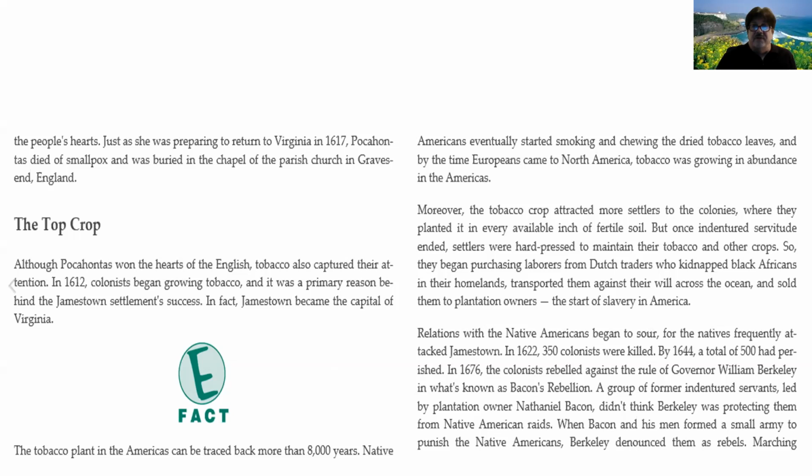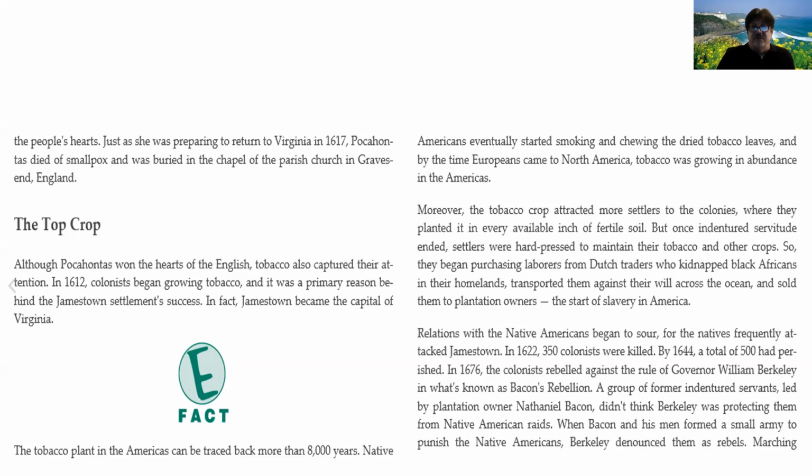Moreover, the tobacco crop attracted more settlers to the colonies, where they planted it in every available inch of fertile soil. But once indentured servitude ended, settlers were hard-pressed to maintain their tobacco and other crops. So they began purchasing laborers from Dutch traders, and you will find out what kind of laborers they were, who kidnapped Black Americans in their homeland. So we're talking about slaves, African slaves, transported them against their will across the ocean, and sold them to plantation owners, the start of slavery in America.